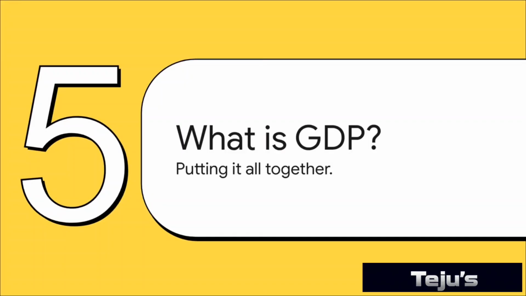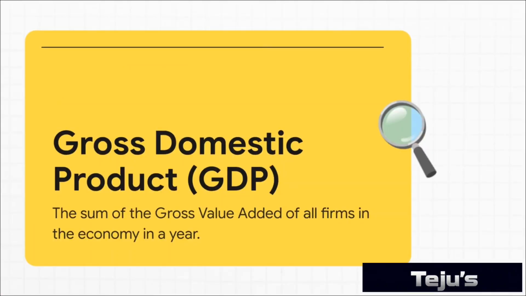Okay, we've laid all the groundwork. We have all the pieces of the puzzle. It's time to put it all together and finally talk about the big one, gross domestic product. And here it is. This is the big definition. GDP is the total market value of all the final goods and services produced inside a country in a given year. But look at that first sentence.